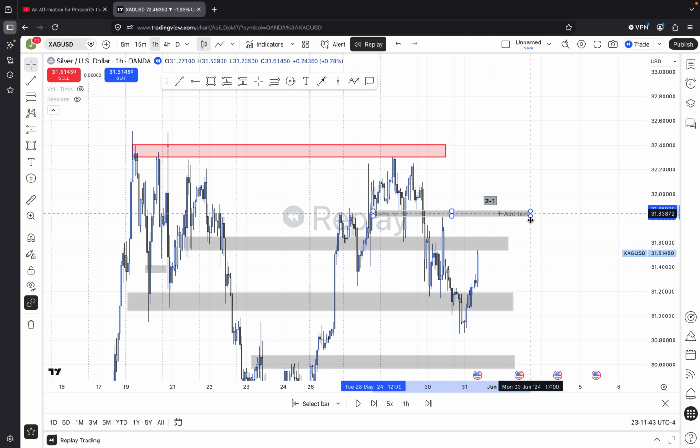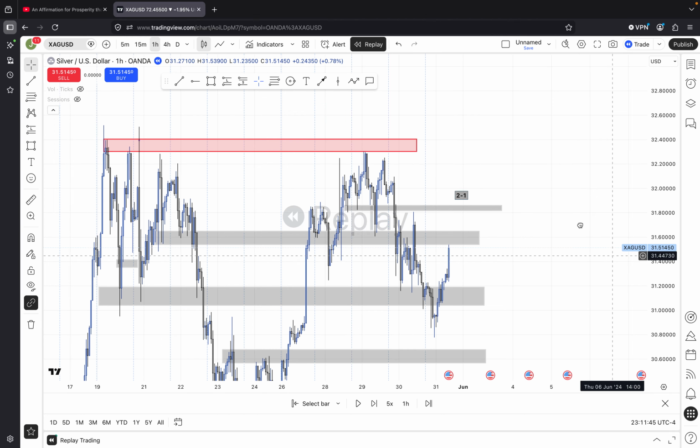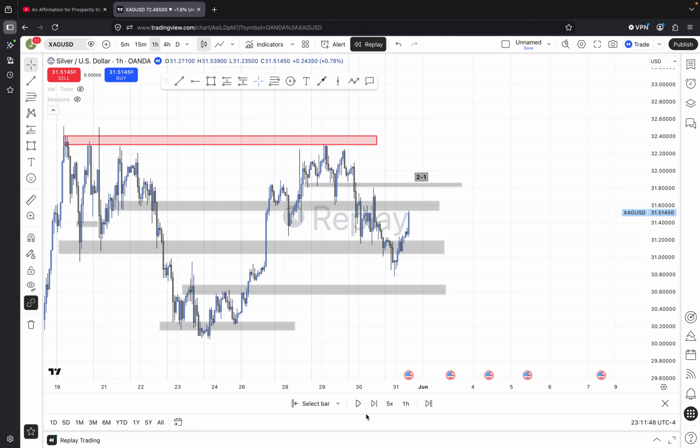Alright, cool. And again, it's relative to time frame as well. It's just relative to time frame. Alright, cool. Now price is testing.